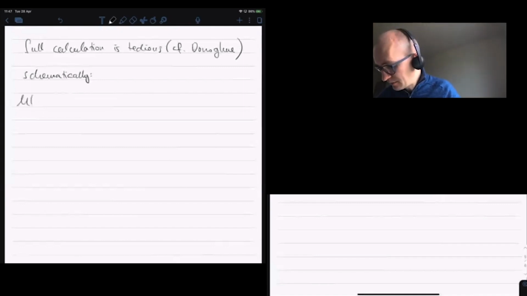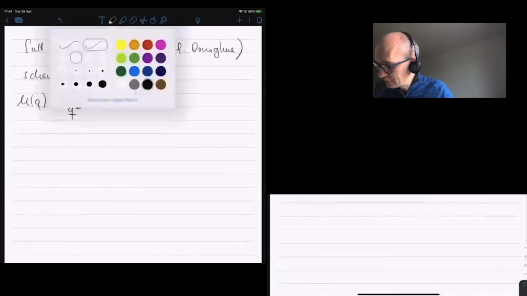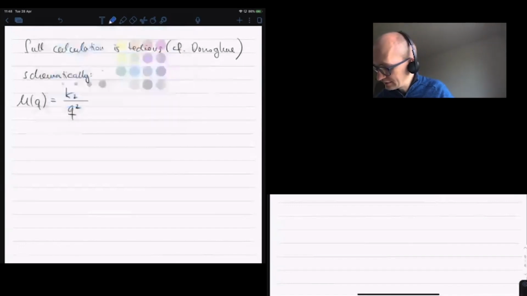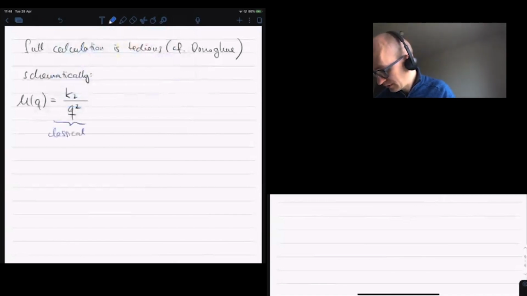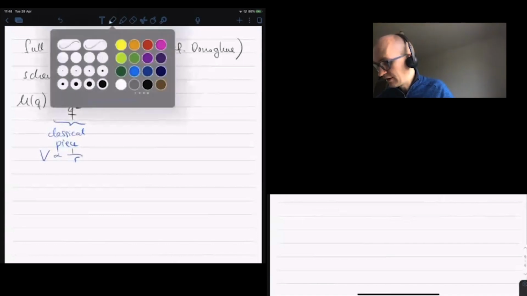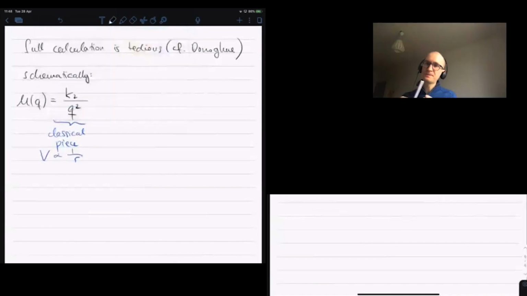Schematically, this M of q squared is going to take the form: well, there's some calculable coefficient, and it goes like 1 over q squared. This is just going to be the classical piece. And this will give you a potential that goes like 1 over r. So this is really the Newton potential. And this comes from, as we said, zero loop, only Einstein-Hilbert interactions.